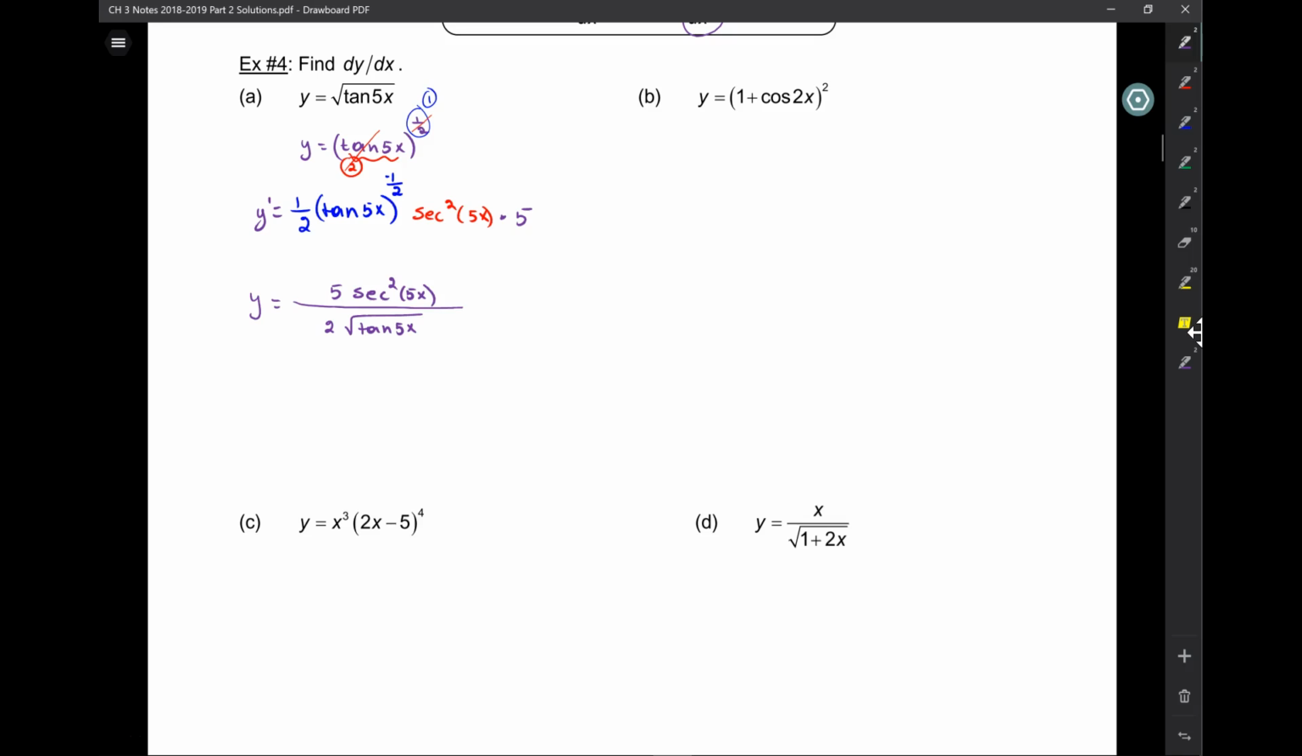Okay, should we do one more? Yeah. Okay, so what are we going to do first here? Bring down the 2. So that's number 1. Okay, that comes down. So y prime is 2 times (1 plus cosine 2x) to the power of just 1. And then what's next?